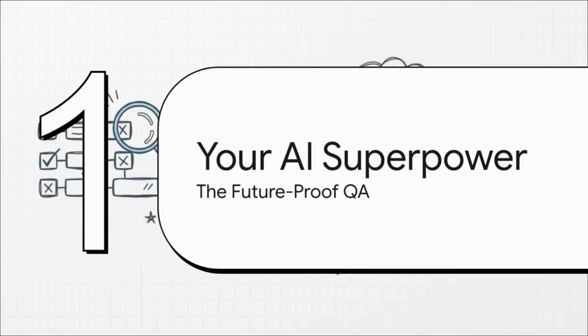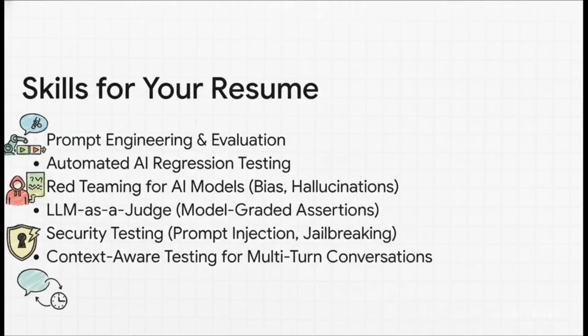So what does all this mean for your career? Well, embracing this new mindset and these new techniques isn't just about doing your job differently. It's about seizing a massive opportunity to become an absolutely indispensable part of the AI development lifecycle. Just look at these skills. This is the future of QA. Prompt engineering, red teaming to find vulnerabilities, auditing for bias and hallucinations, using an LLM to judge another LLM's output, security testing against things like jailbreaking. These are the high-demand skills that companies are desperate for right now. Mastering them makes you a truly future-proof QA professional.